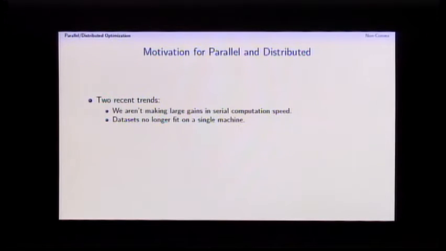Okay. So to motivate parallel and distributed, we just need to look at these two recent trends. There are a bunch of other reasons, but we just need to look at these two. First, we aren't making large gains in serial computational speed. When I was young, we bought a computer every few years, and it would be many times faster. It used to be that you had a 1 megahertz computer, and then a few years later, you bought a 100 megahertz computer. It's 100 times faster. That's not happening anymore.